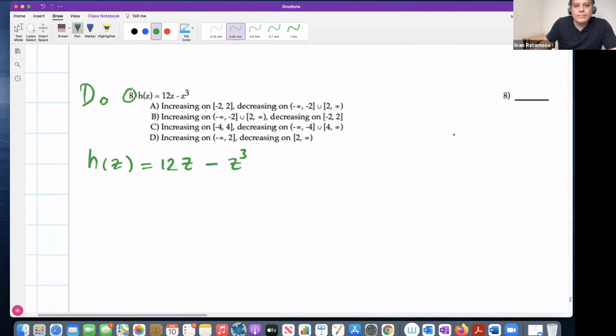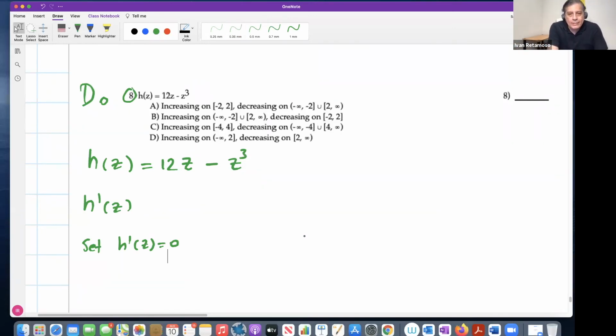This is the function. Remember, step 1, take the derivative, and once you take the derivative, set it equal to 0 to find your critical points. Once you find your critical points, you put them on the number line. You get the sub-intervals, and then using test points you figure out where the function has a positive derivative and where it has a negative derivative. Putting everything together, you should be able to say where the function is increasing and where the function is decreasing. Try, guys.